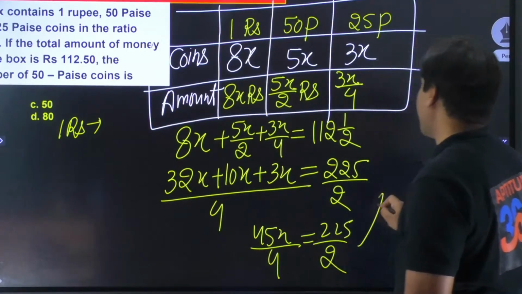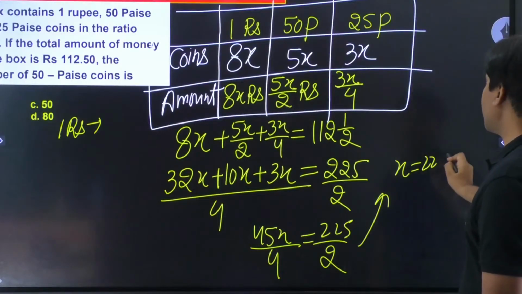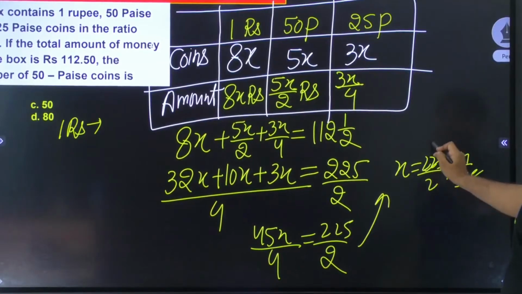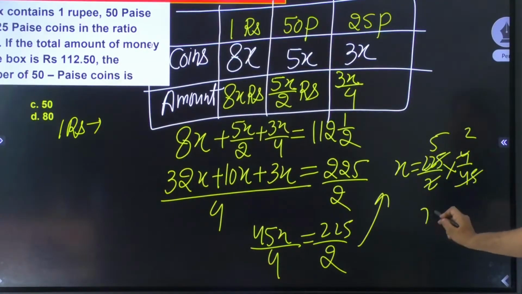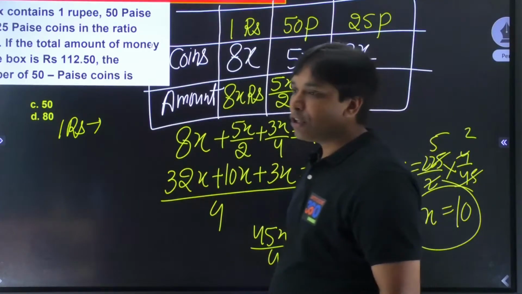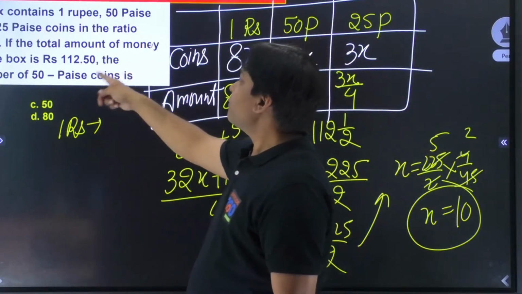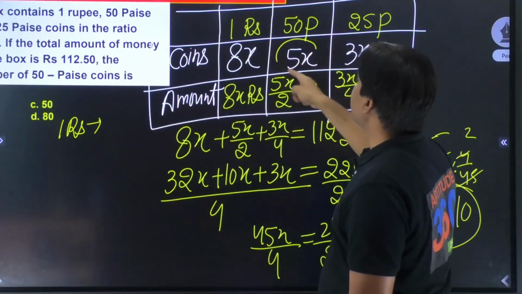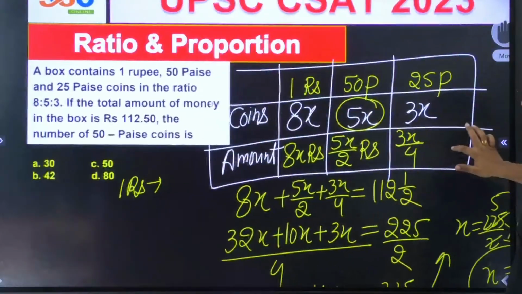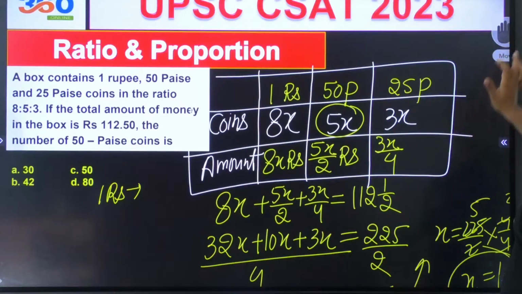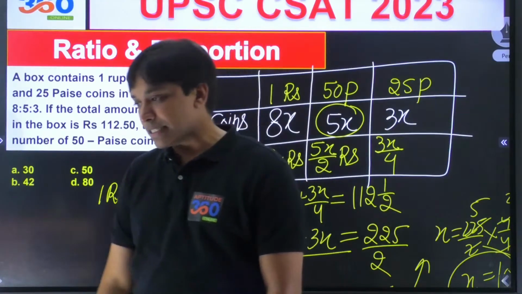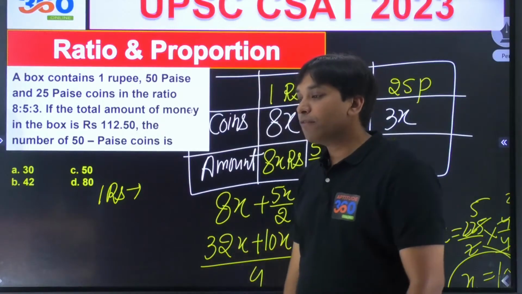Can we find out the value of x? Yes. x is 225 divided by 2 into 4 by 45. So the value of x comes out as 10. And the moment I know the value of x, what are they asking you? The number of 50 paisa coins. What is going to be the number of 50 paisa coins? 5x. So 5x comes to how much? The value is going to be 50. Are we understanding this? Vishal got the right answer. Muskan got the right answer. Darshana, Aradhana, all of you are getting the right answer.